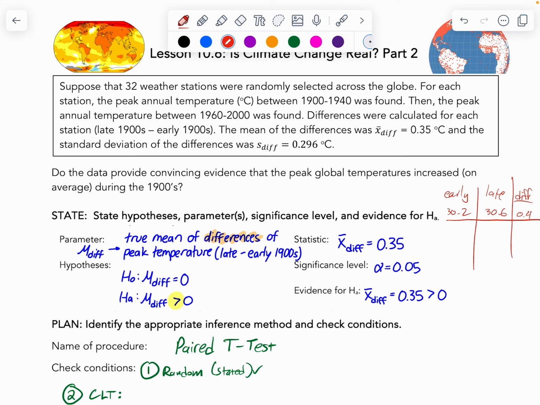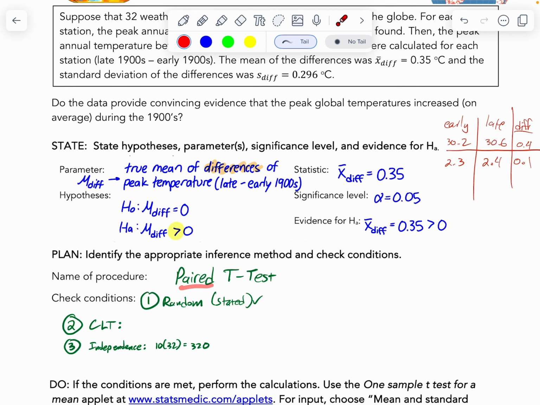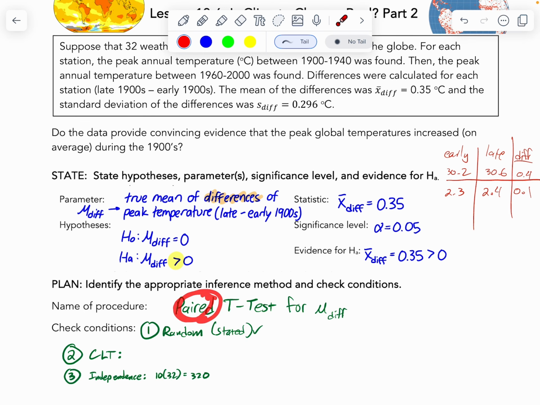Another station could be in a warmer climate. Actually, if this is Celsius, that's pretty warm. Let's say it's a colder climate, like 2.3 degrees, and it only went up to 2.4, so that difference is 0.1. So again, we're getting the average of this list, and they found this and this. We call this a paired t-test for mu difference. It's paired because each weather station gave you the before and the after.